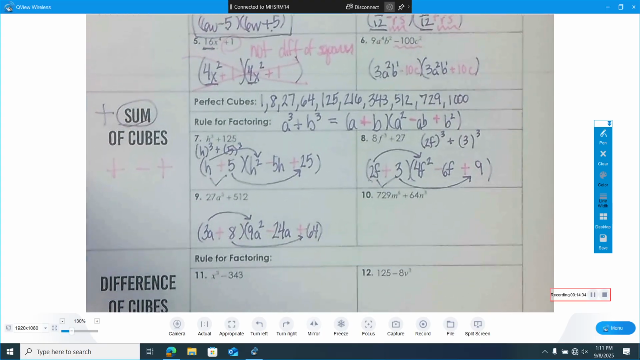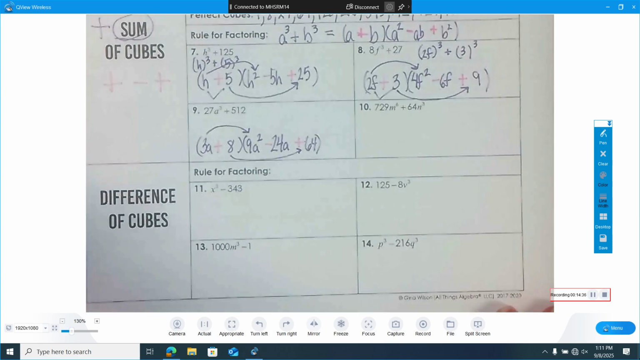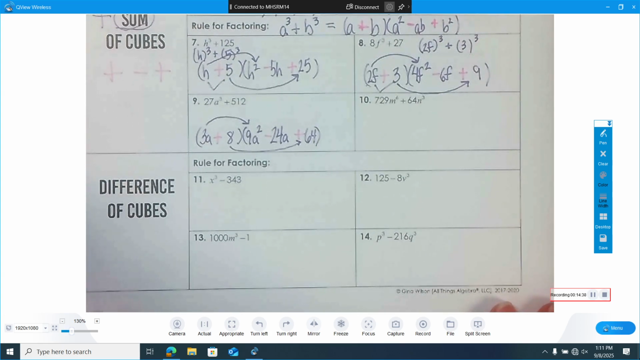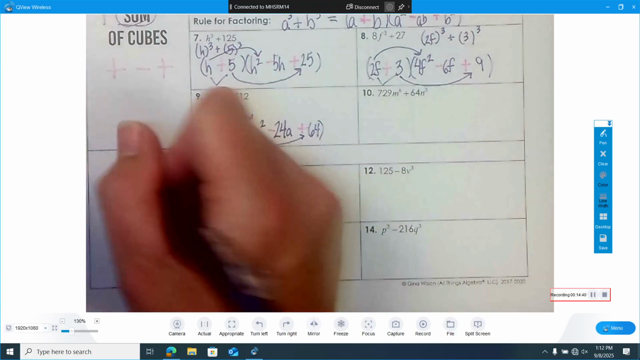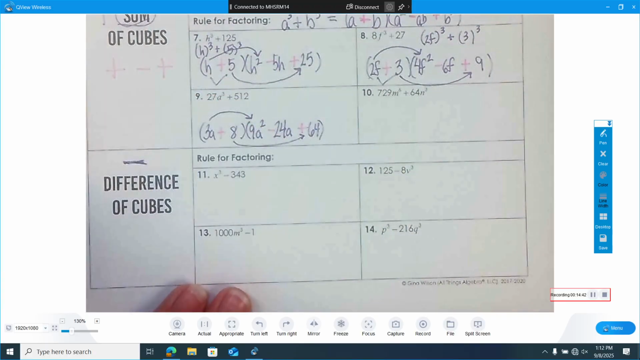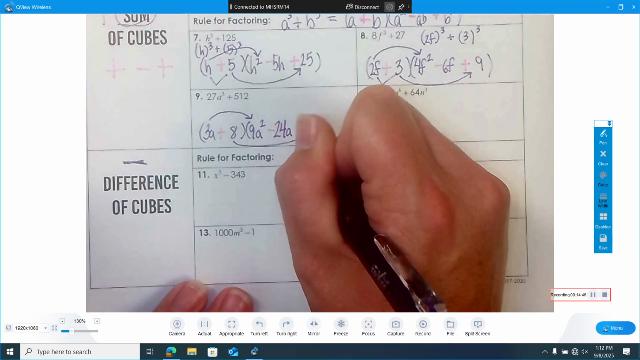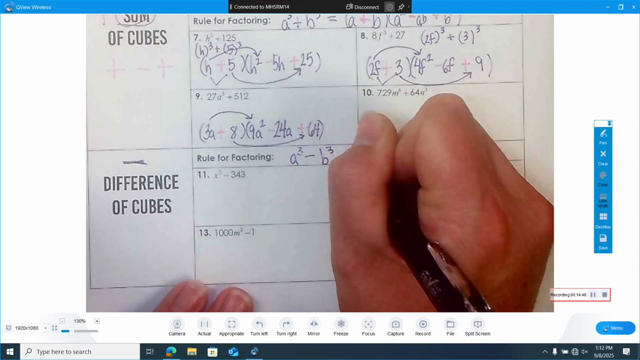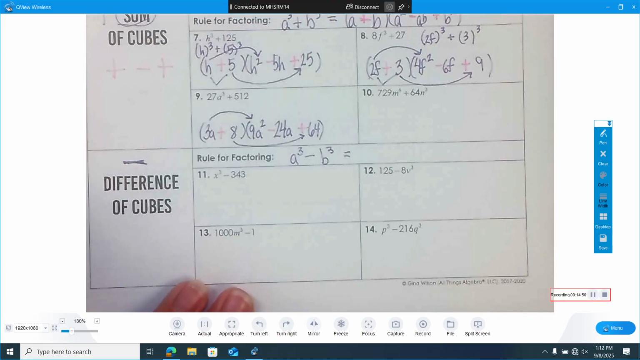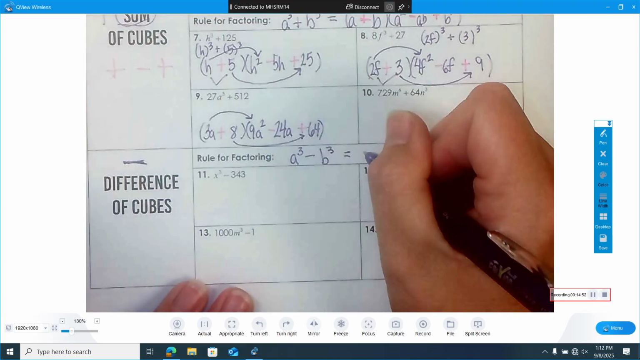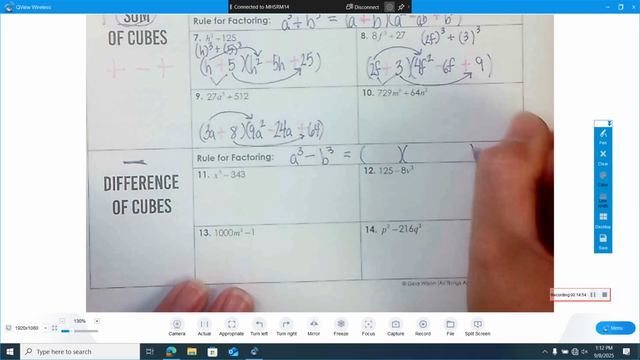Then let's just do 12 and 14 of the difference of cubes. Difference of cubes means we're subtracting perfect cubes. So we have something cubed minus something cubed. And again, it's the same idea. We have a small bubble and a big bubble.